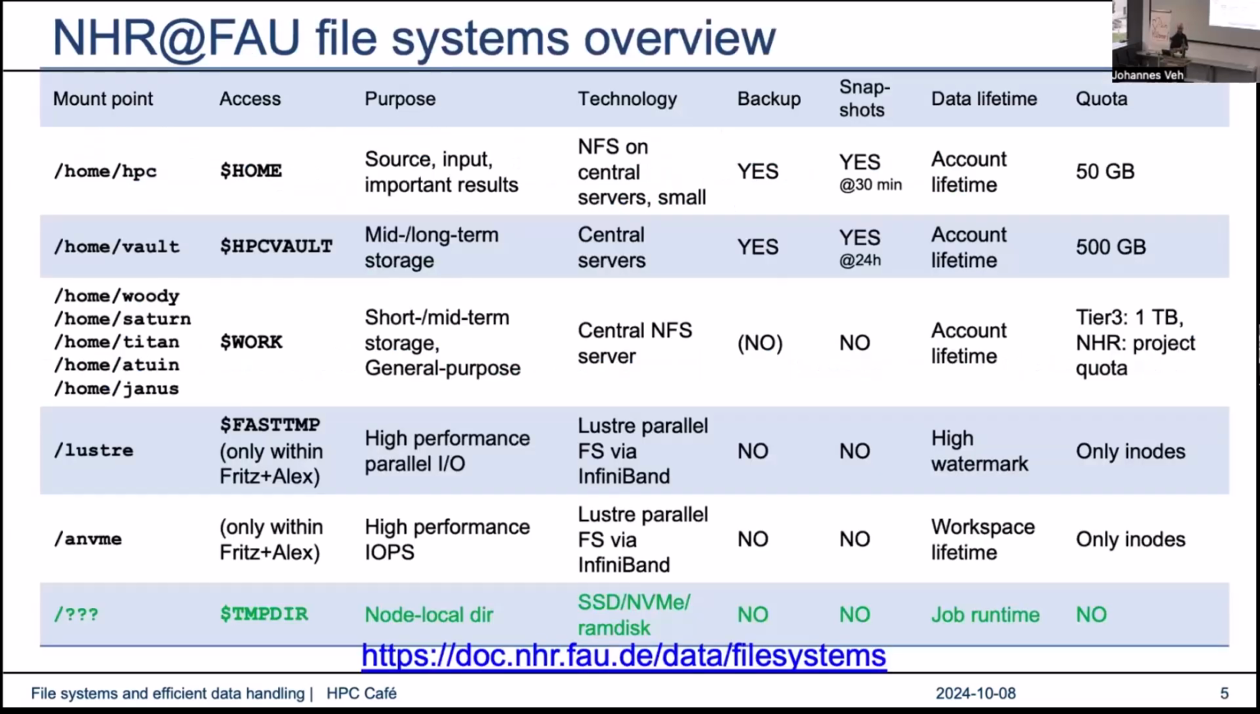Okay, so let's have a look at the file systems we have available here at NHR FAU. So as I already mentioned, we have home HPC. So this is your main home directory. It has a very high data security. So we have backups and snapshots. I will come to that in a moment. The data is stored there as long as your account lives, plus a few days.